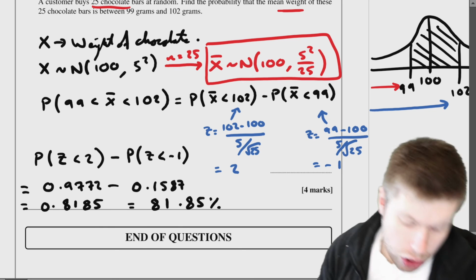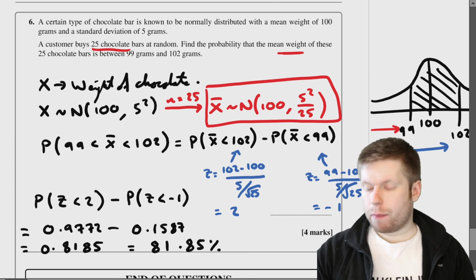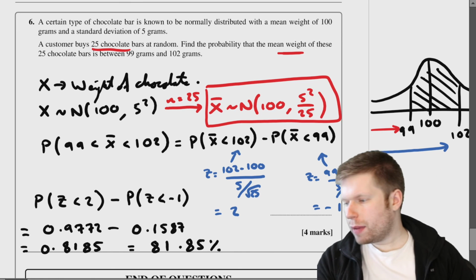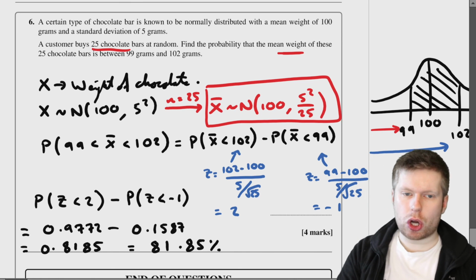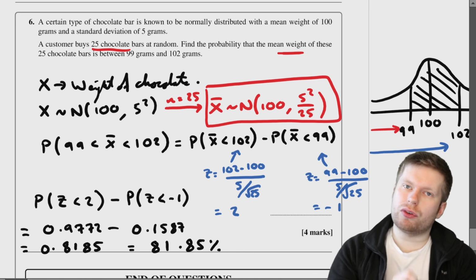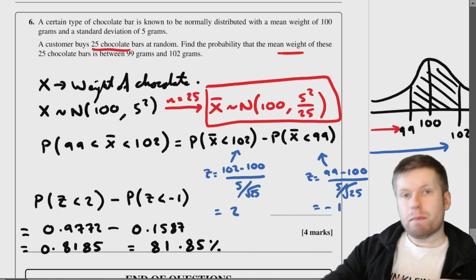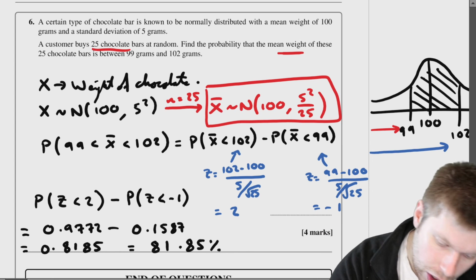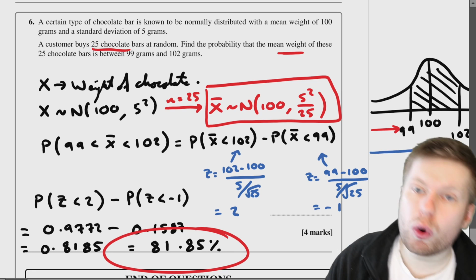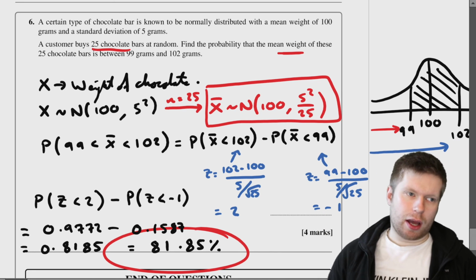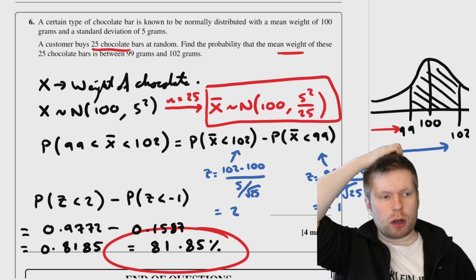So in other words, if I go into a shop and buy 25 chocolate bars of this type, which I know are normally distributed with a mean weight of 100 grams and a standard deviation of 5 grams, then if I pick up 25 chocolate bars at random, the probability that the mean weight of these 25 chocolate bars lies between 99 and 102 grams should be equal to 81.85%. It's a pretty high chance.